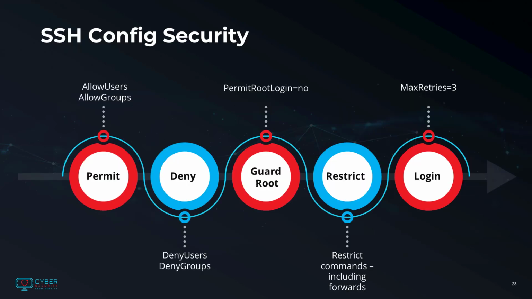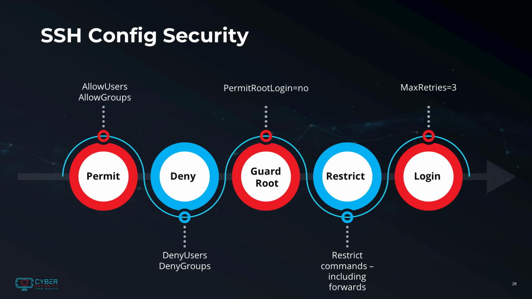For the SSH daemon configuration, allow users, allow groups, and on the other side, deny users and deny groups are very useful for permitting and denying access. Use those controls judiciously. Also, the permit root login flag can be used to guard the root account against SSH login if that's something that fits with the business case. Commands can be specifically restricted, including forwards, so just because someone needs to log in doesn't mean they need to be able to port forward.